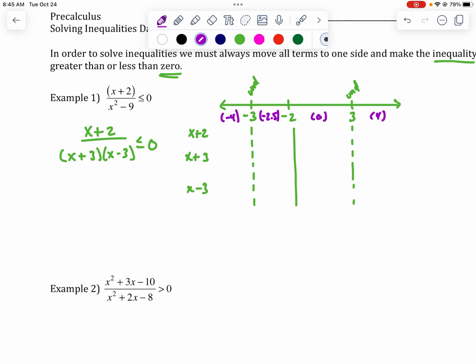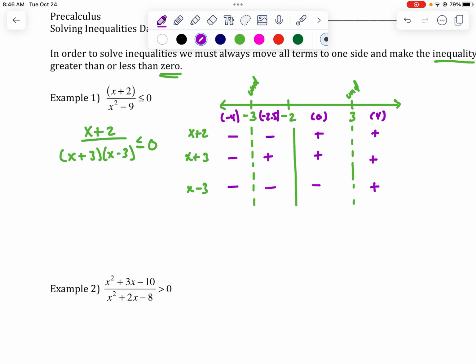And we plug those into our different factors, right? So negative 4 plus 2, negative, negative 4 plus 3, negative, negative 4 minus 3, negative. Negative 2.5 plus 2, negative, negative 2.5 plus 3, positive, and negative 2.5 minus 3, negative. Plug in 0, we're going to get positive, positive, negative. Plug in 4, and they are all positive.